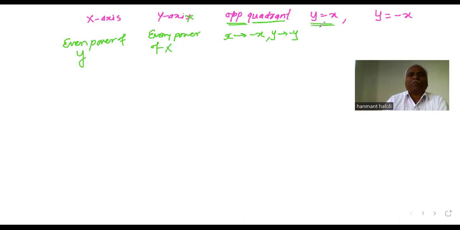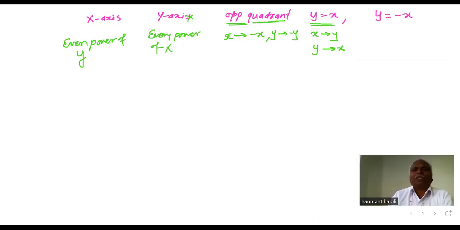Next, when you say that the curve is symmetric about y equal to x line, then x is replaced by y and y is replaced by x simultaneously. Then the curve remains unchanged, and you say that the given curve is symmetric about y equal to x line. Now when the curve is symmetric about y equal to minus x line, if you replace x by minus y and y by minus x simultaneously, the curve remains unchanged. Then you say symmetry about y equal to minus x line.